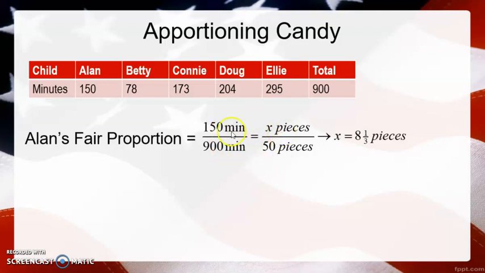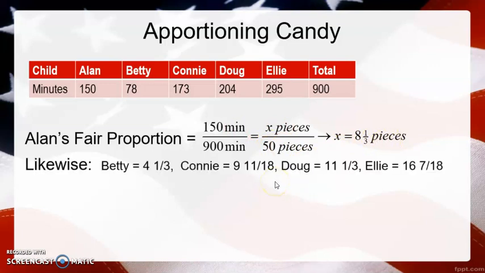So you can see we have drawn a proportion here where the ratio of Alan's minutes, 150, to the total minutes, 900, tells how many pieces X of candy that Alan should get out of the total of 50 pieces. And so we end up that Alan should get 8 1/3 pieces. We can do the same thing for each of our other players or students. So Betty would be 78 over 900 equals X over 50, and we would solve for X and get 4 1/3. Connie would be 173 over 900 equals X over 50, and so forth and so on.